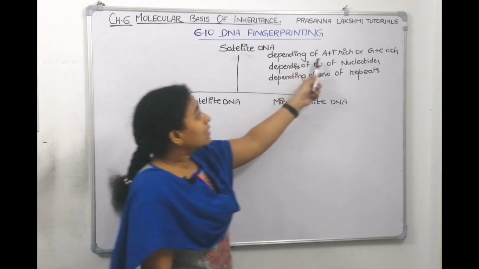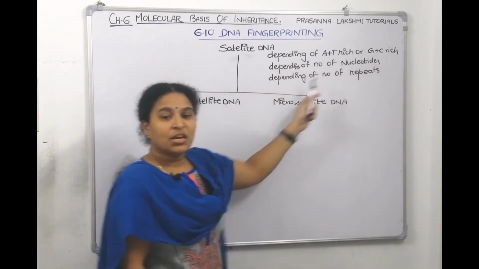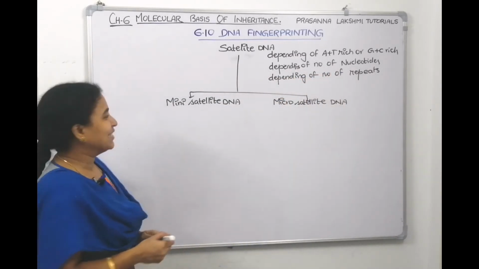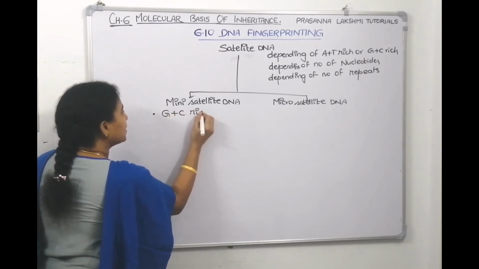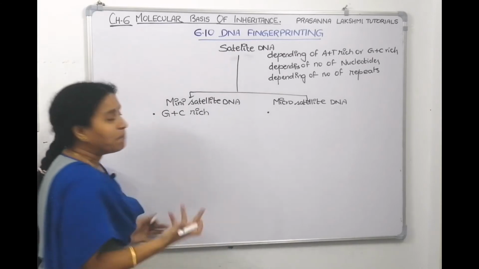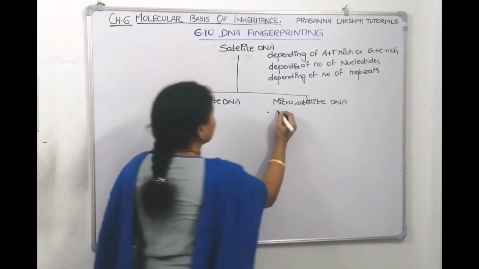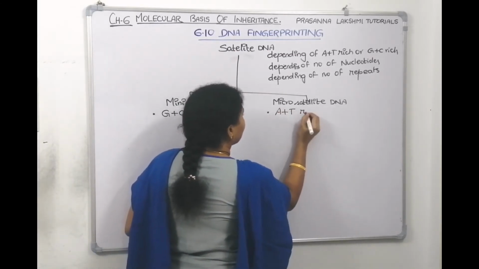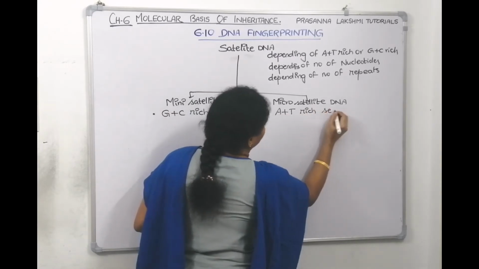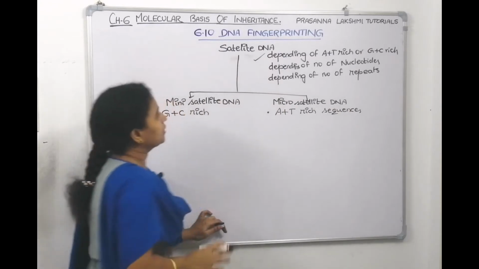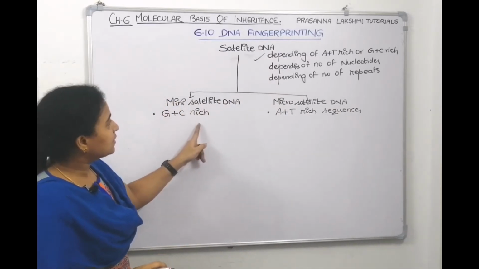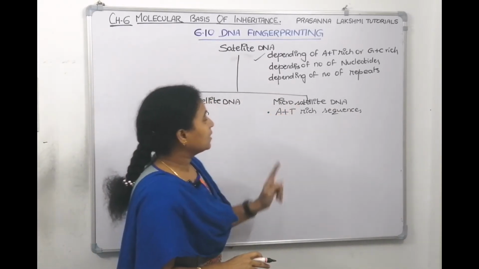We told, one is AT rich, the other one is GC rich. Now mini satellites are GC rich sequences. Then microsatellites will be AT rich sequences. First point covered. Mini satellites are GC rich sequences, microsatellites are AT rich sequences.